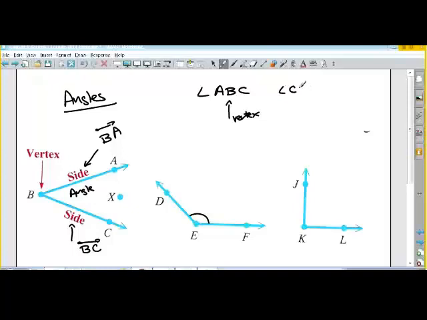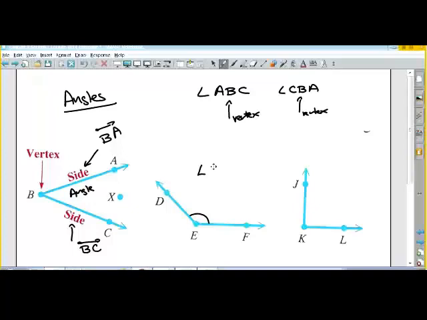So what if I did it the opposite way? If I had angle CBA, again, this is your vertex, the middle one. Would that be any different? No, because you've got ray BA and ray BC, and it doesn't matter which way you do it, you're still going to have the same angle. Whether this is first or that's first doesn't matter. The important thing is that the vertex is the center letter.